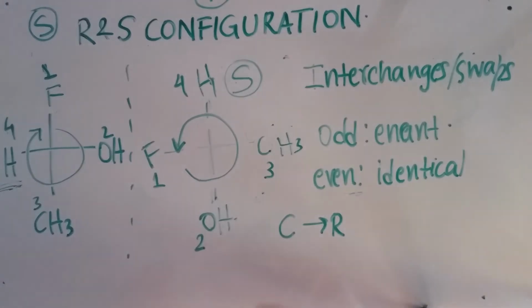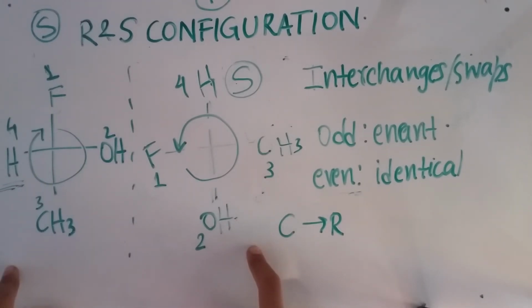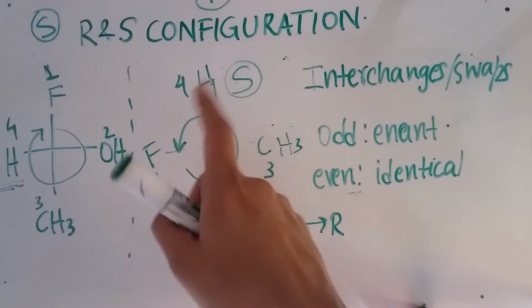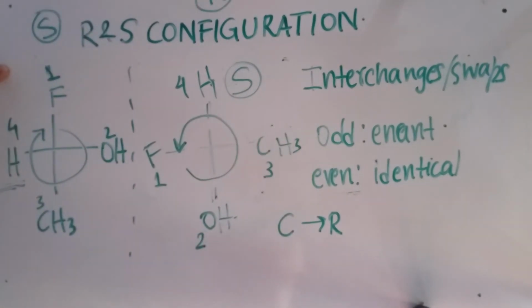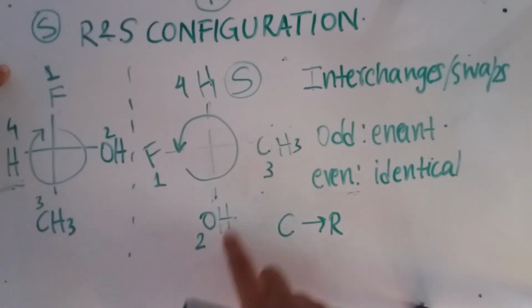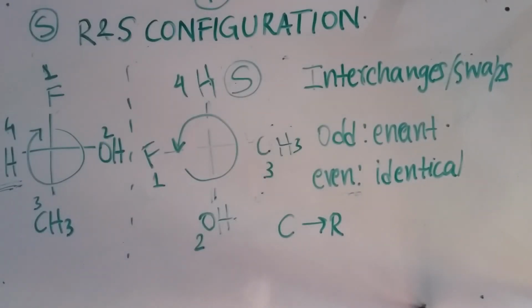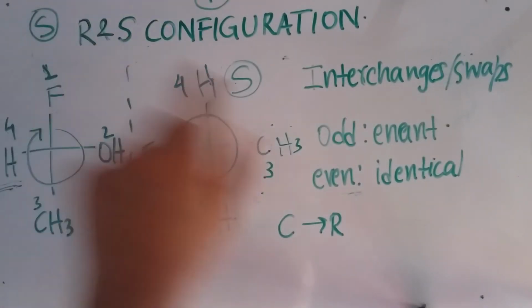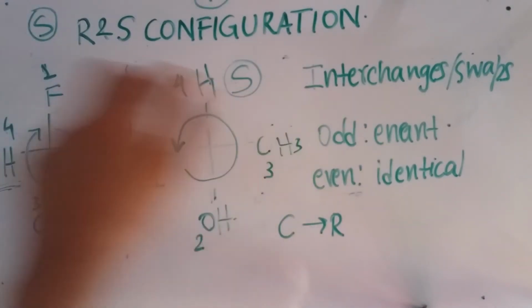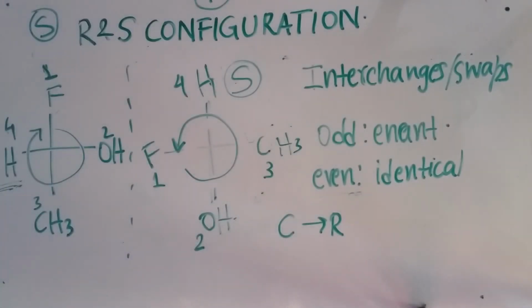So basically all that you've got to do when you get 2 pairs of molecules is just ask yourself, can I convert this molecule into this molecule in an even number of interchanges or an odd number of interchanges? Interchange number 1, I swap my fluorine and hydrogen, I get this. Interchange number 2, I swap my OH and CH3, I get this. So my number of interchanges is 2, hence my molecules are identical. Hence, if this is S, this is R, if this is S, this is S, and if this is R, this is R. As easy as that. And this is how you find out whether molecules are R and S and whether they're enantiomers or identical.